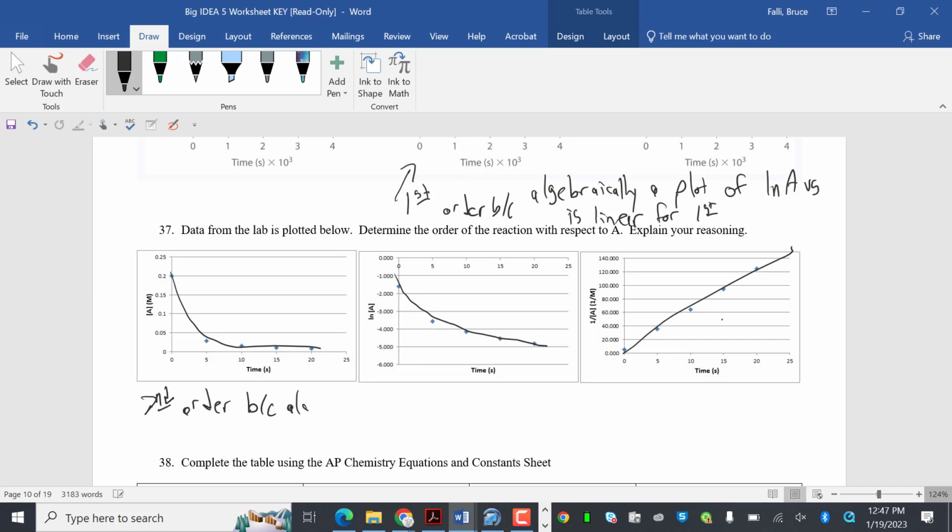because algebraically a second order reaction is linear when 1 over A versus T is plotted.